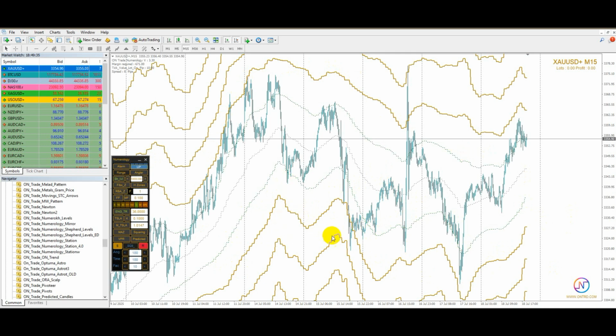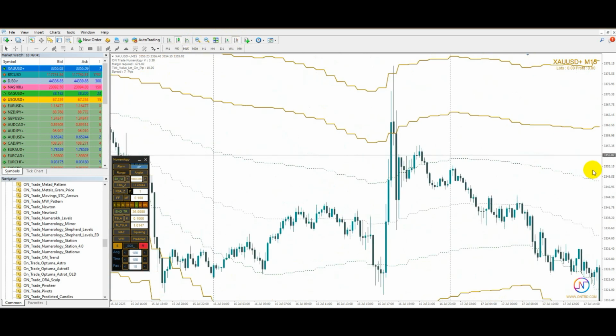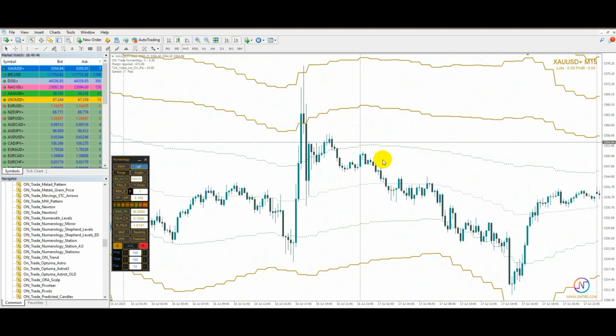We are going to follow the limits of this channel. It is like a Bollinger Band, but it isn't a Bollinger Band. It is more effective in the market for sure. It depends on custom numerology calculations. What is the theory behind this channel?